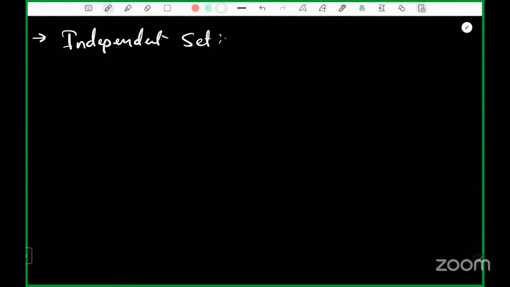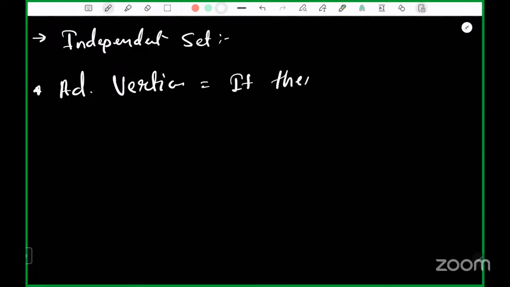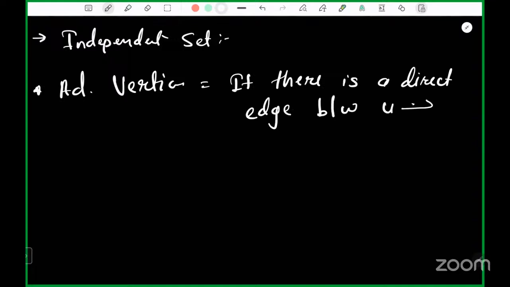Okay, so before understanding independent set, what are the adjacent vertices? Adjacent vertices are those vertices which are connected by a direct edge. So if there is a direct edge between the vertex U and V, then U and V are adjacent. Adjacent, or you can say neighbor or connected, directly connected.